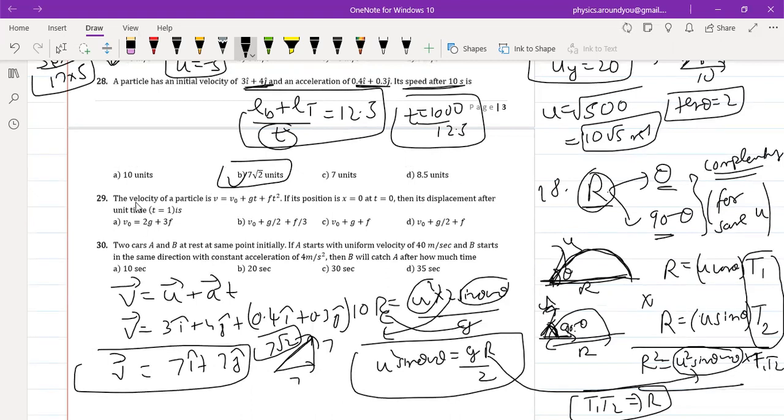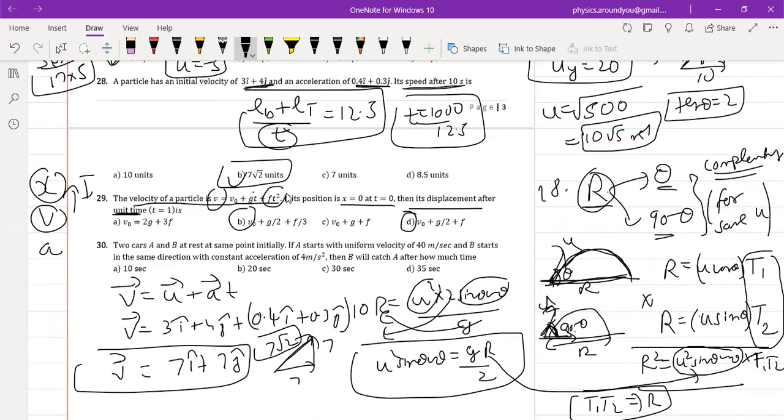29th one. The velocity of a particle is so and so, if position is so and so, what is its displacement after unit time? Unit time they have given t as 1. So given velocity, how will you go for displacement? Again, the beautiful flow chart. x, v, a, given v, how will you go to x? You will integrate. When you integrate, gt will become gt square by 2. So there should be a g by 2 in the option. Only two of them have a g by 2 in the option.